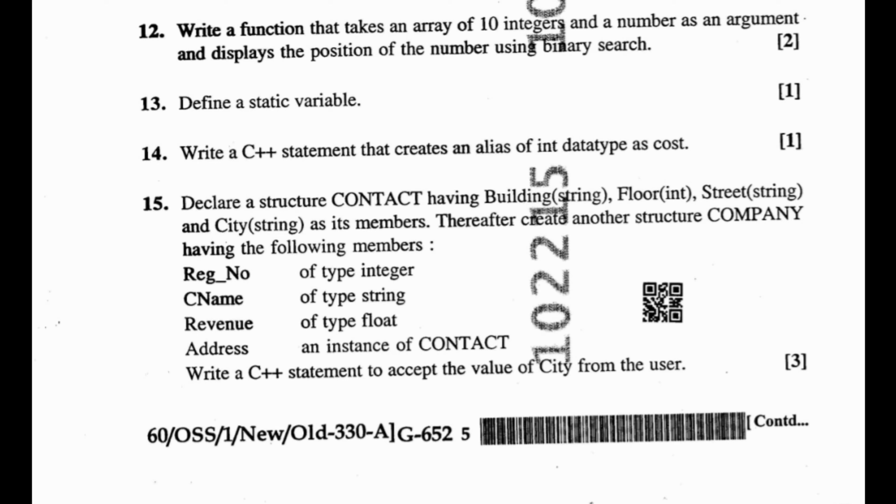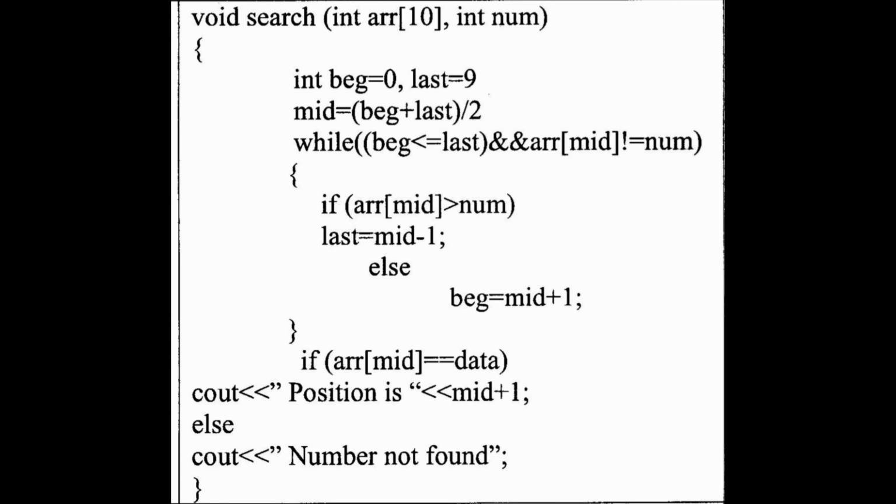Question 12. Write a function that takes an array of 10 integers and a number as an argument and displays the position of the number using binary search. Answer is given here.